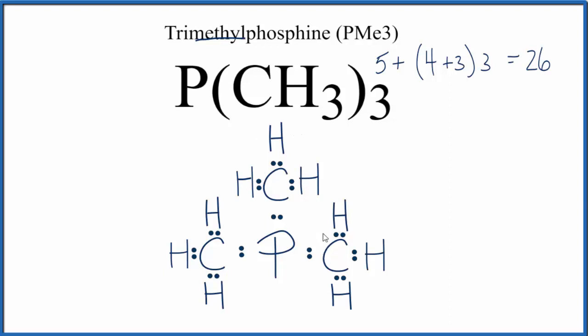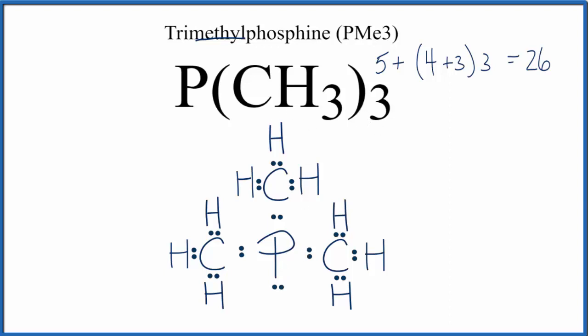The phosphorus in the center, it only has 6, so we're going to place our last 2 valence electrons right below the phosphorus. And that will use all of our electrons, and it will complete the octet for phosphorus. So this is the Lewis structure for trimethylphosphine, this PCH3.